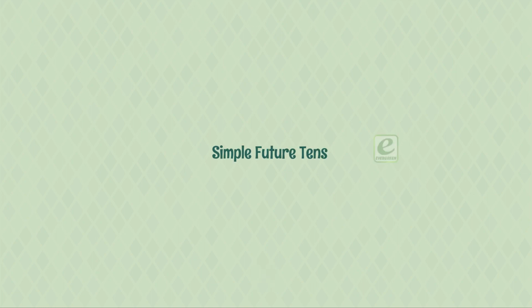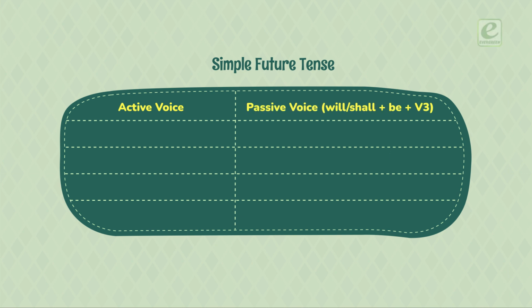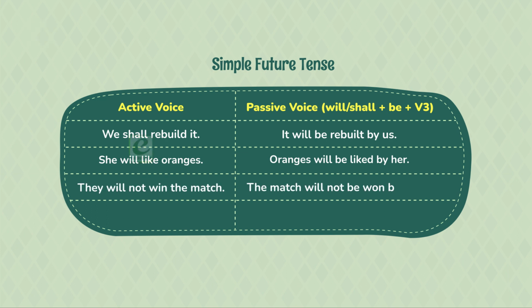Simple future tense. Active voice, passive voice: will, shall plus be plus third form of verb. We shall rebuild it. It will be rebuilt by us. She will like oranges. Oranges will be liked by her. They will not win the match. The match will not be won by them. You will help me. I shall be helped by you.